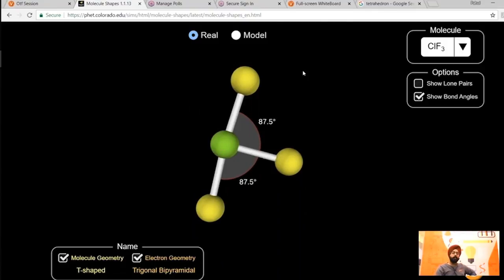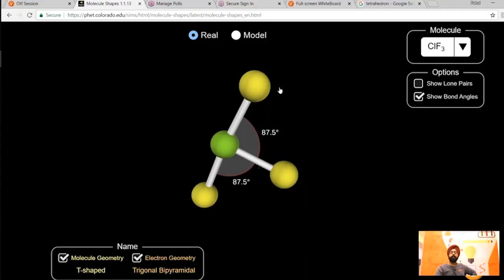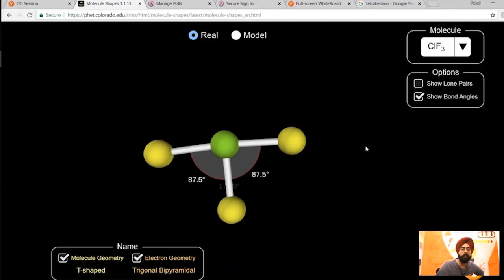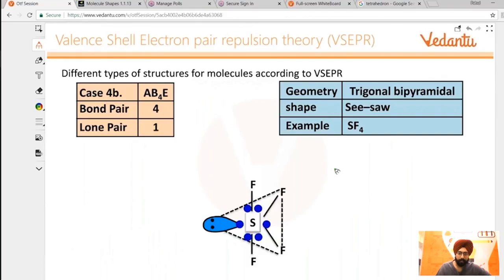Okay brother, it does look like it to a large extent. Yeah. So the lone pairs are going to be here. This apparently looks like a T. This is known as a T-shaped molecule. Yeah. Okay, people, this was AB3E2. So we have seen the seesaw shape, we have seen the T shape.